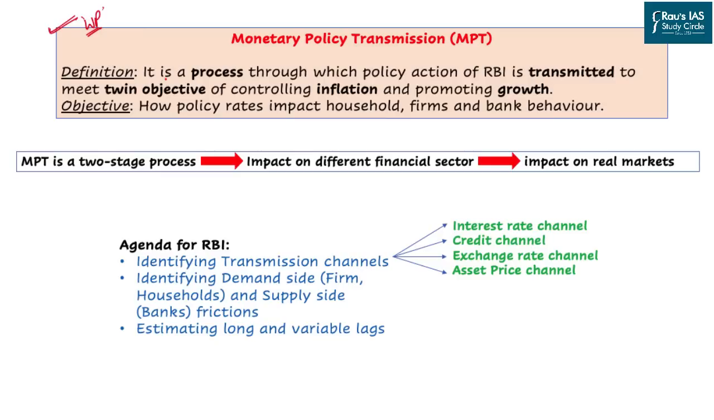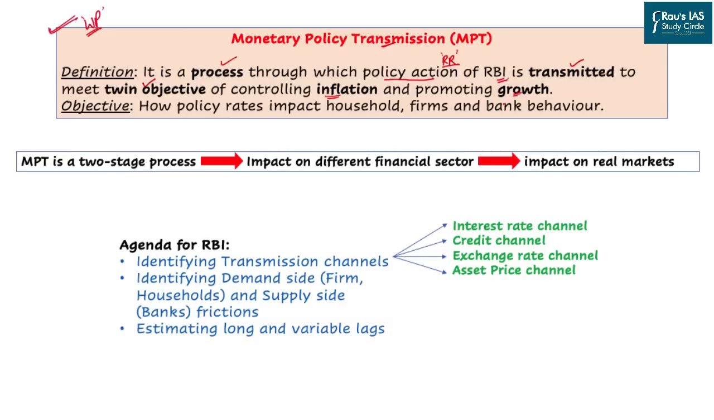So as per the Reserve Bank of India, monetary policy transmission is a process. So it has a starting point, it has a beginning, and it has an entire process, and it ends at a particular position. So this process involves the policy actions, which include increasing or decreasing the policy rate. So what is a policy rate? Policy rate here simply means the repo rate of RBI. So the policy actions taken by the RBI are transmitted to meet a twin objective. The first is to control the higher inflation. The second one is to promote economic growth.